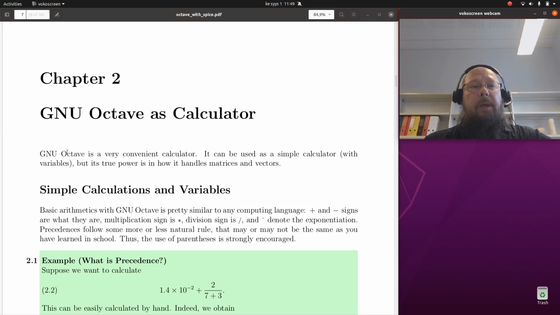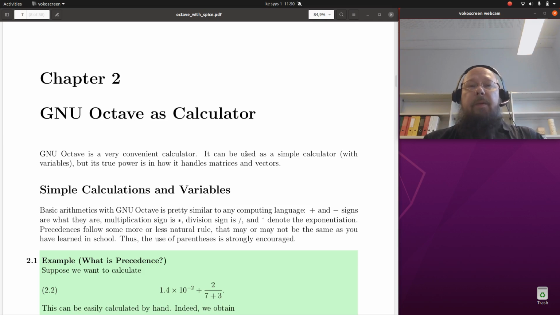So, GNU Octave is actually a very convenient calculator. Whenever I have to calculate something, I will not use Excel or anything like that. I will actually use GNU Octave. Of course, I'm used to it, but it's actually very convenient, and we will soon see why.